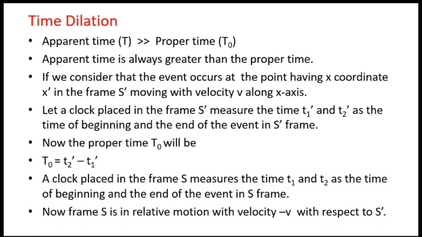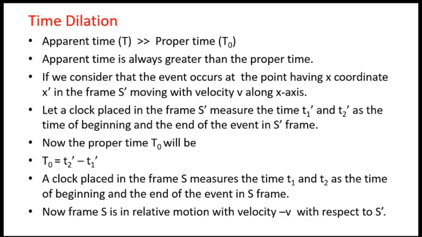Now, a clock which is placed in the frame S observes and measures the time of the same event, and let T1 be the time of beginning of the event, T2 be the time of end of the event, but in the other frame, that is the S frame of reference. Now the frame S is in a relative motion with velocity minus v with respect to frame S dash. Just see here, the frame S dash is moving with a velocity v along positive x-axis, and the frame S was stationary. Now this is equivalent.